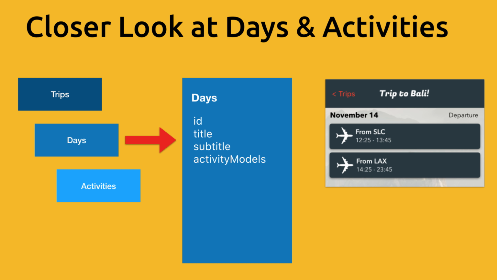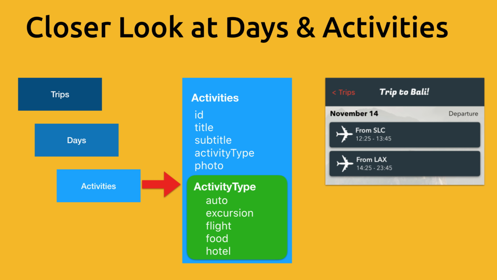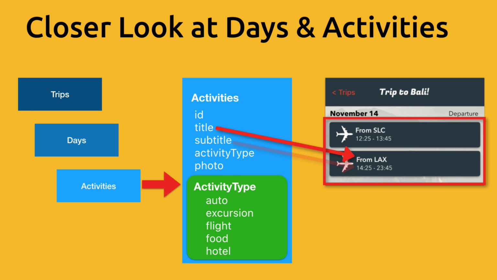So to show you these models more in depth, the days here consists of an ID, a title, subtitle, and activity models. So what is activity models? Well, that is an array that's going to hold that next model down below. The user adds activities to their itinerary. So the user can enter a title and a subtitle.